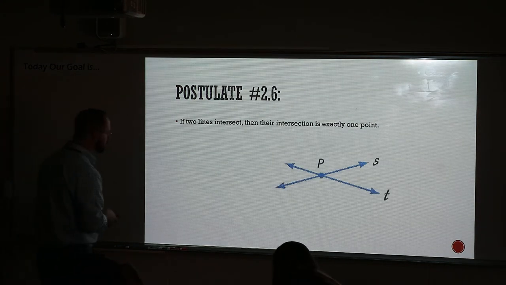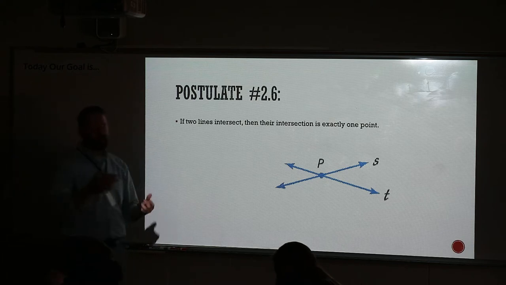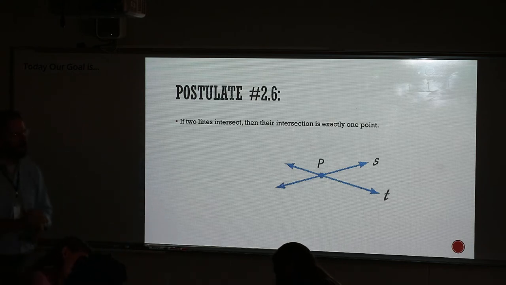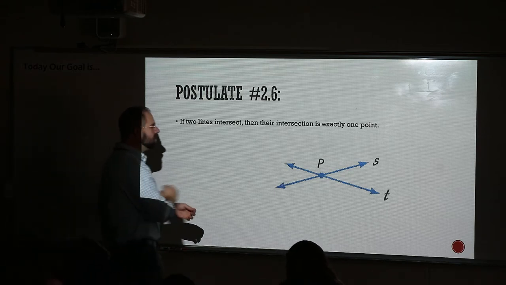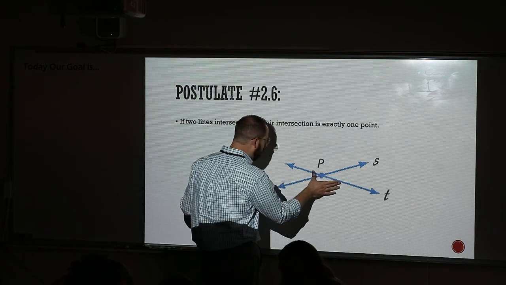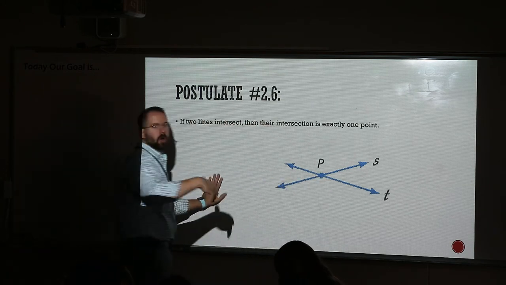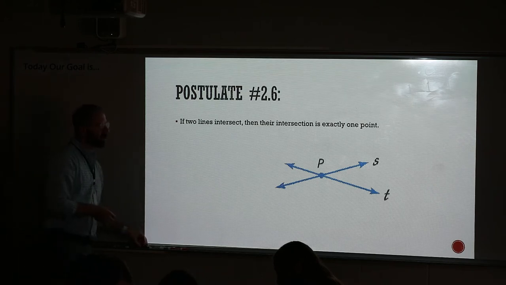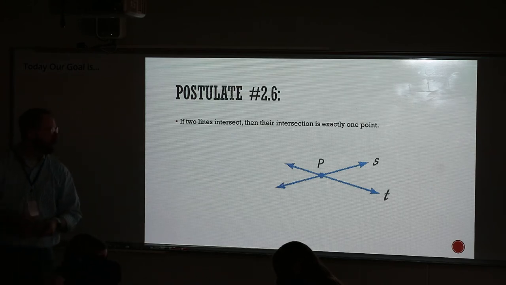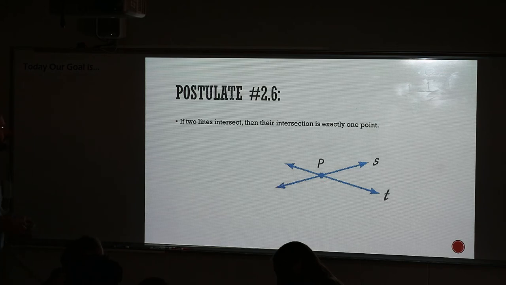It's like this. So that was one of the test questions we had in chapter 1, right? Name the intersection of these two lines, line S and line T. Where do they cross? Point P. That's exactly how you named it. Because that's a postulate. It's a definition. They're sharing at least one dot. If they shared more, then they'd have to share all of them. If they're sharing two or more, they're sharing everything. They're right on top of each other. Usually the lines cross at one spot.